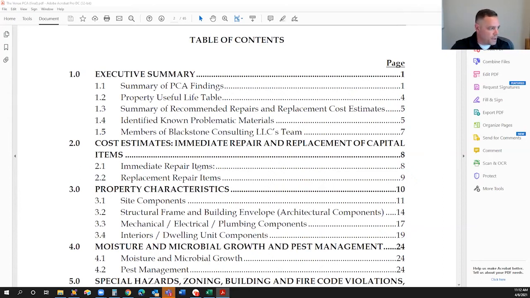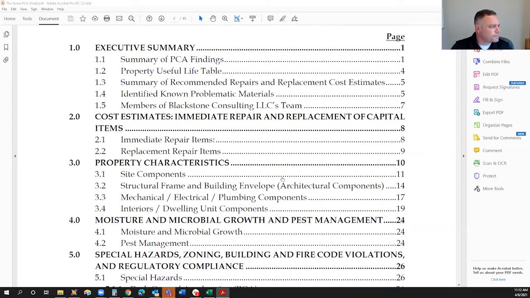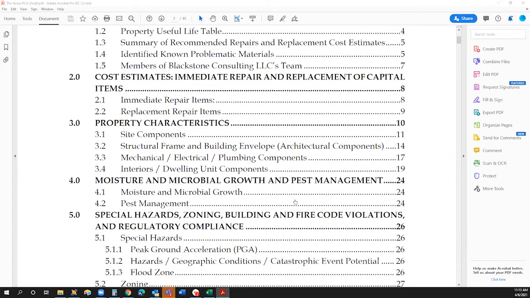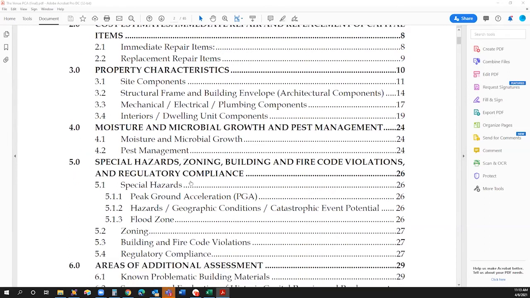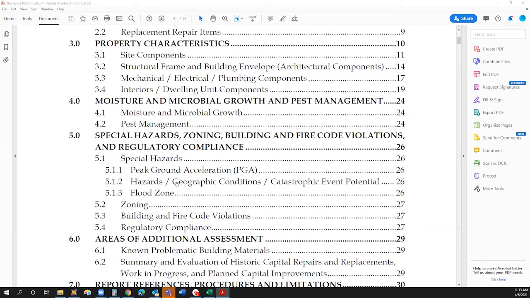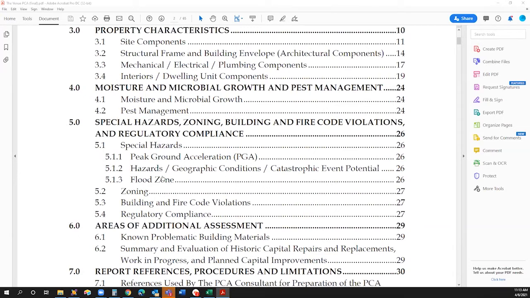So those were the immediate repair items and replacement repair items. Property characteristics is just talking about what it's built out of, wood frames, concrete construction, the different mechanical, electrical, plumbing components, whether it's gas or electric, what type of water heaters, what type of heat units they have, any type of moisture barriers, pest management. So if you're spraying for bugs, is there a termite bond? Things like that is what they're looking for. You see the different things, special hazards, peak ground acceleration. So any type of water runoff or flood zones, they're looking for all those types of things.